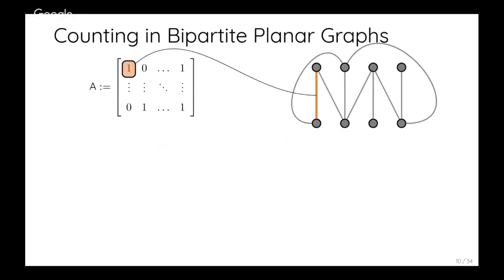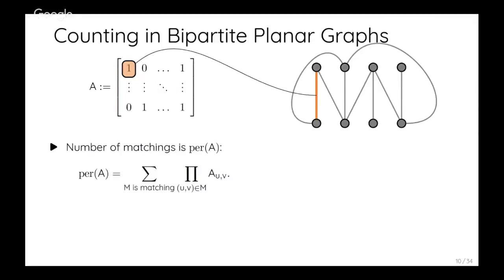So how do you count perfect matchings in a planar graph? Let's consider a bipartite planar graph for simplicity. You have a bipartite adjacency matrix, where the rows show the vertices on the top and the columns show the vertices on the bottom. There's a one whenever there is an edge. This is exactly the quantity that you want to compute: the permanent of this matrix is exactly the number of perfect matchings. The permanent is in general #P-hard to compute, so it's not clear why planar graphs make it easy.